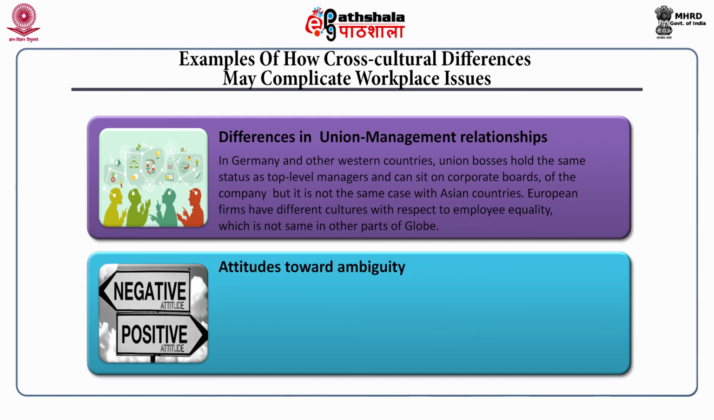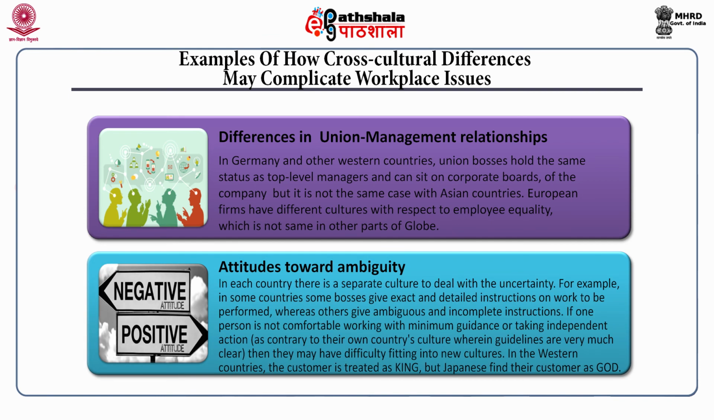Attitude towards ambiguity. In each country, there is a separate culture to deal with uncertainty. For example, in some countries, some bosses give exact data and exact instructions on work to be performed, whereas others give ambiguous and incomplete instructions. If one person is not comfortable working with minimum guidance or taking independent decisions, they may have difficulty fitting into new cultures. In Western countries, the customer is treated as king, but the Japanese regard their customers as God.